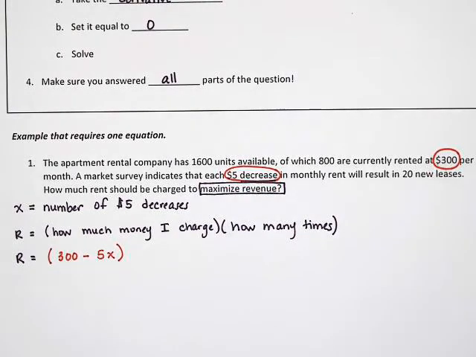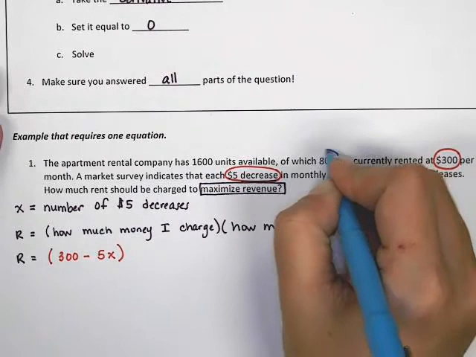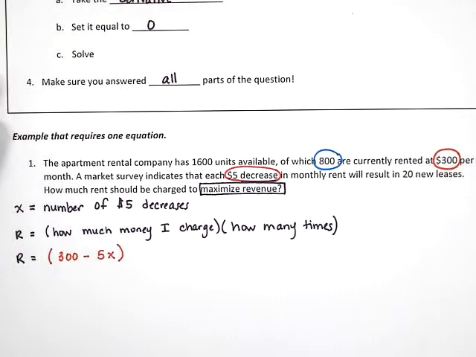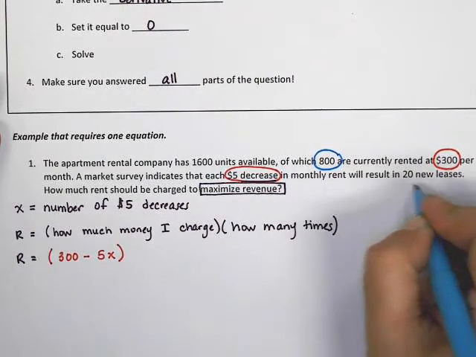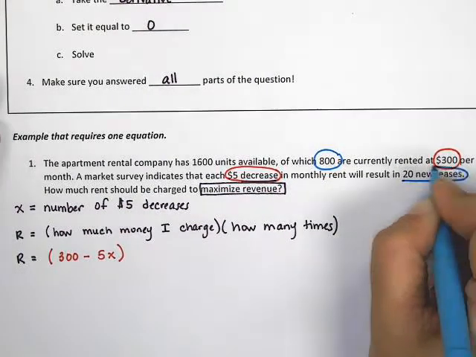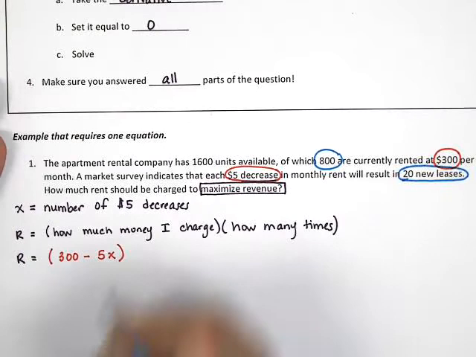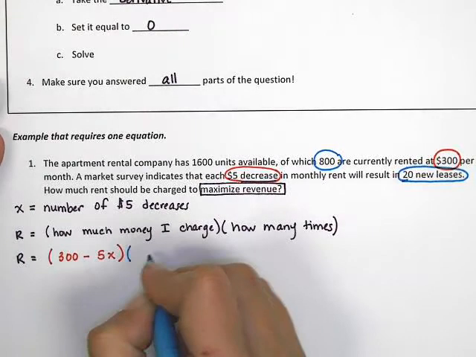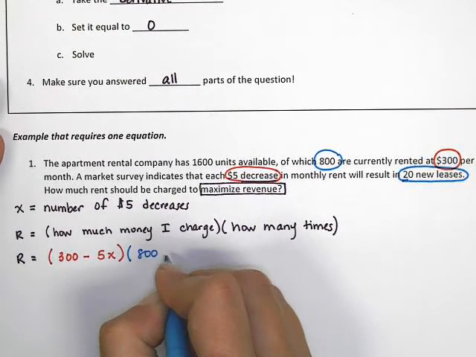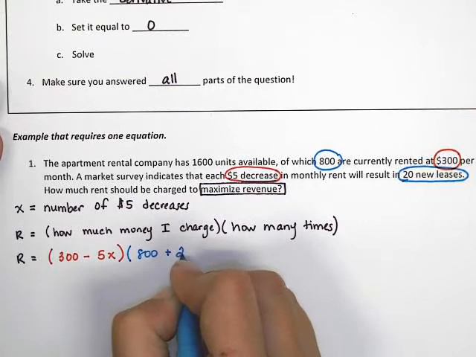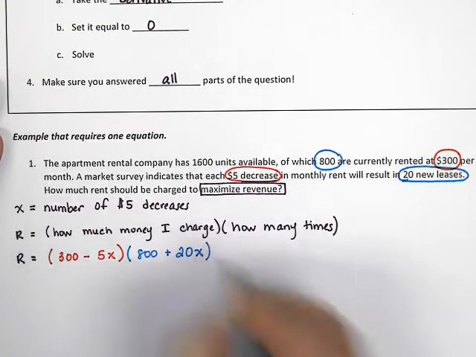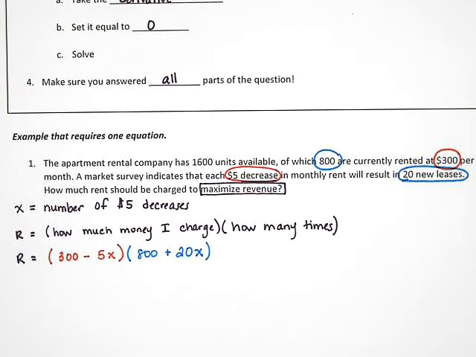Now, how many times I charge that has to do with how many of these places I'm renting out. It tells me that right now 800 are currently rented, but every time I decrease the charge, I'm going to get 20 new rentals. So I'm going to add more rentals. So how many I'm going to rent is going to be 800 plus 20 new ones every time I drop the cost.